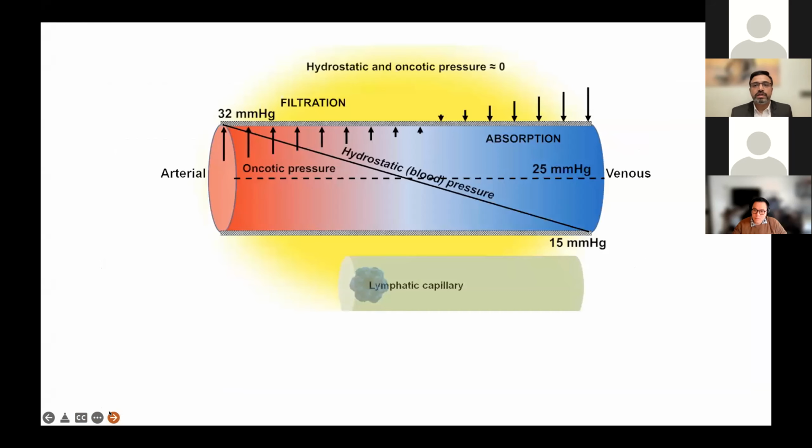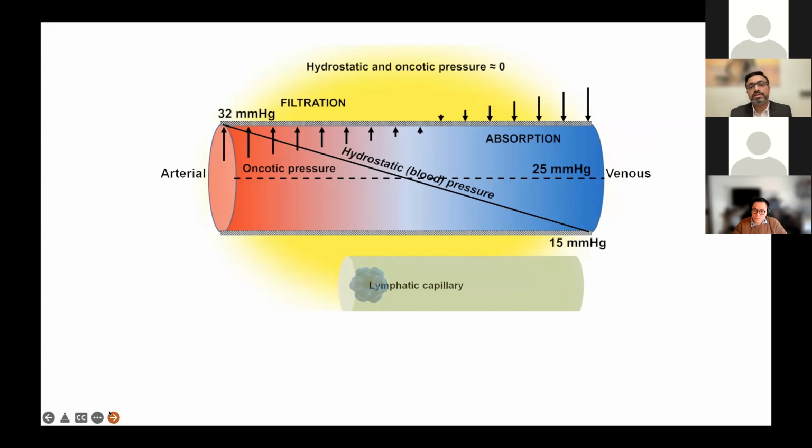If you want to put it in a mathematical or clinical model, at the arteriolar end the hydrostatic pressure within the capillary is around 25 to 35 millimeters of mercury. This pressure gradually falls through the capillaries towards the venular end, to around 12 to 16 millimeters of mercury. This is the pressure exerted by the blood within the capillaries, and it causes a net outward pressure.